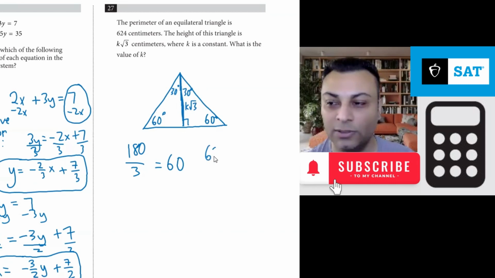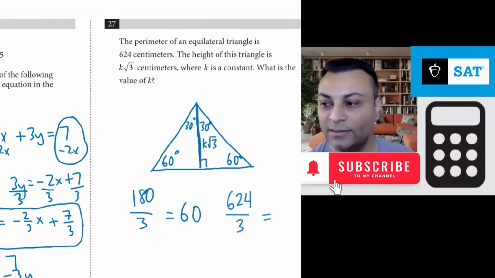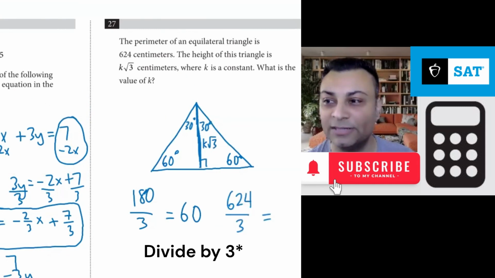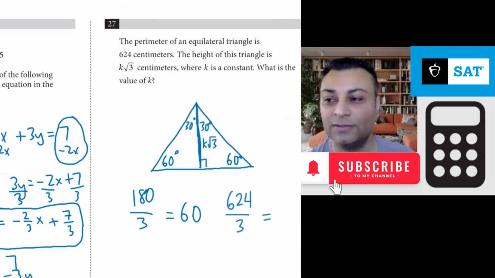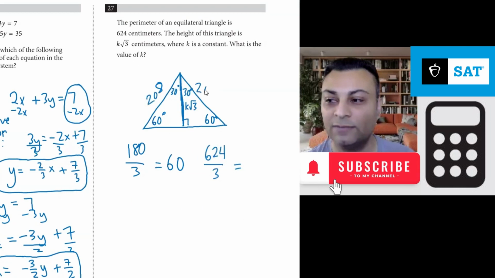So 624 divided by 3. Let's use a calculator. And I'll also do the 180 divided by 3 to get 60, just for completeness. So this shows you that each angle is 60. Now we want 624 divided by 3, which is 208. So this tells us that each of these sides is 208 for this side and 208 for this side. The bottom side all the way across is 208, just like the other two sides.